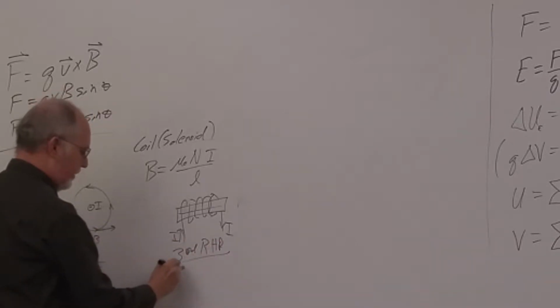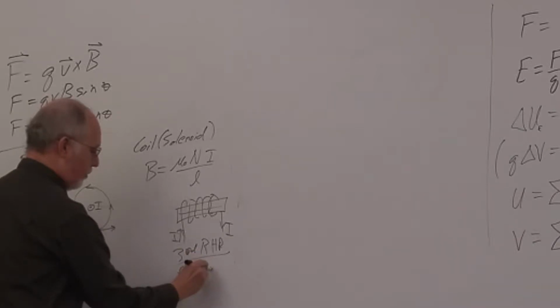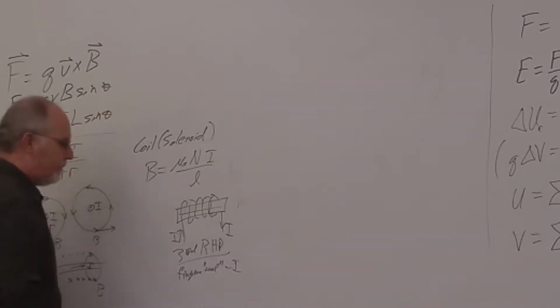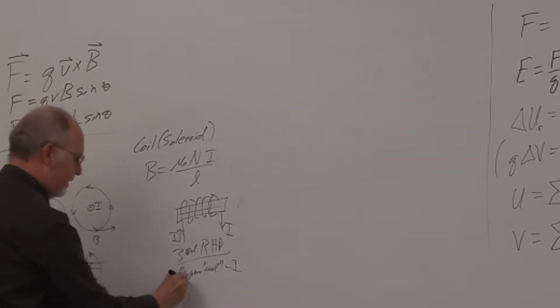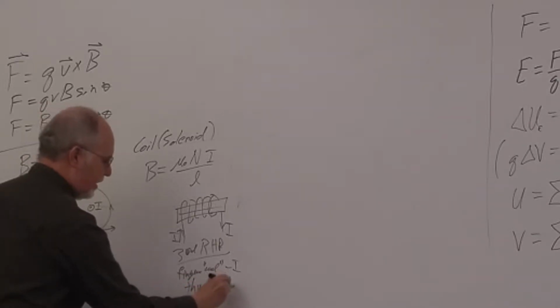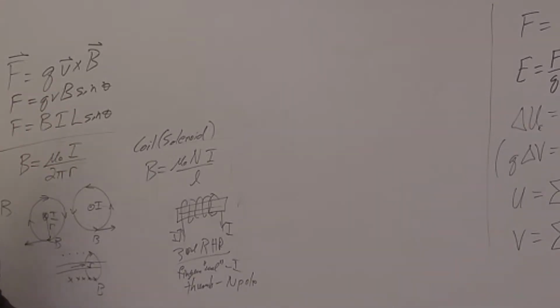And you say your fingers curl around the coil, the direction the current's going, going from the front side around to the back side, and then the thumb of your right hand tells you which end is the north pole of this magnetic field.